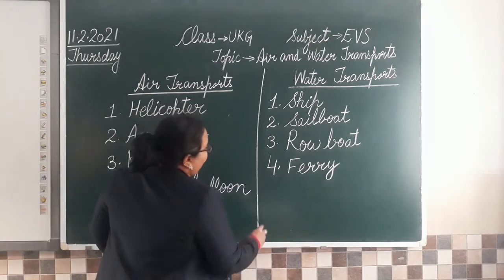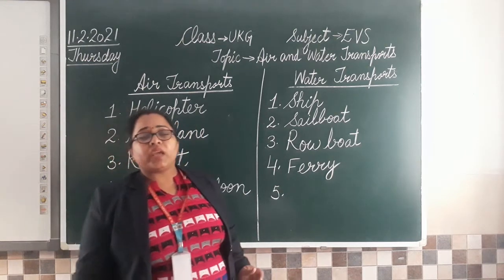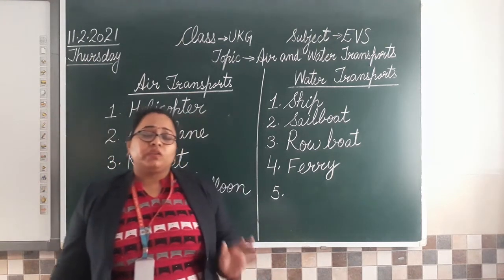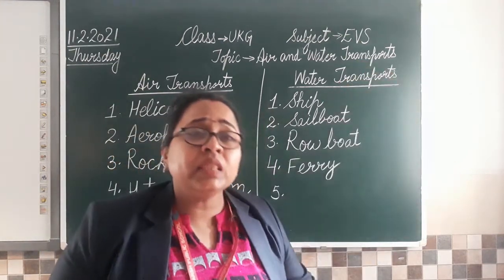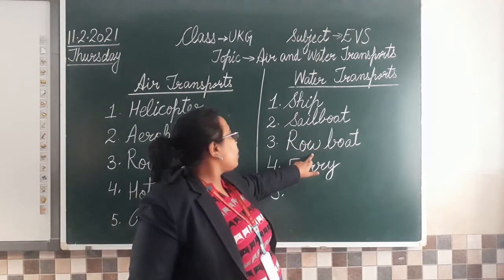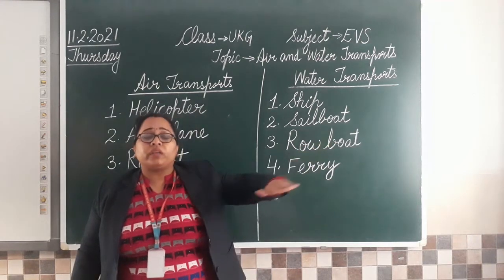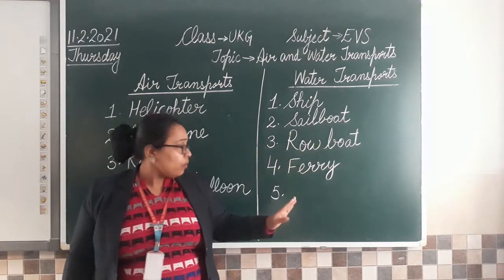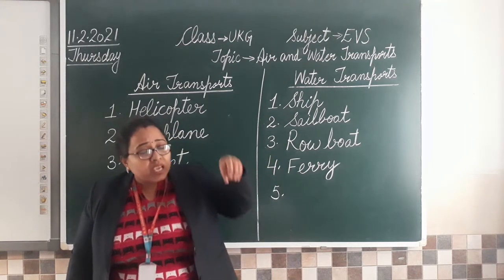Now one last type of water travel we have, water transport. So what is that? One that moves in the water. You will see ship, sailboat, rowboat, ferry, where do these all move? On the water. These are on top of the water. But now I am talking about something that moves in the water.